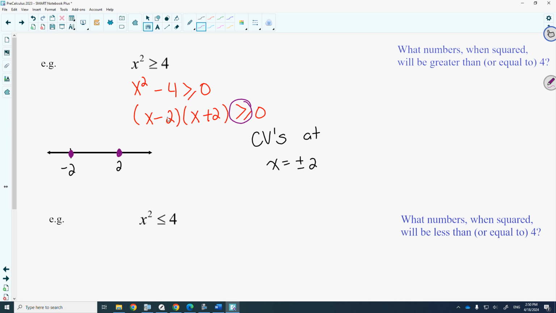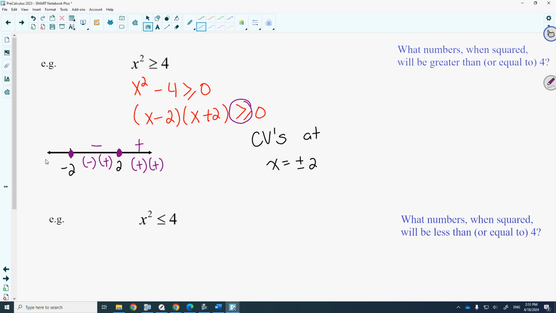If I put 3 into this first factor, 3 minus 2 will give me a positive number. 3 plus 2 will give me a positive number. Positive times a positive is a positive. That will be greater than 0. Negative 2 to 2, I always like picking 0 whenever I can. So put 0 in this first factor, and you're going to get a negative number. Put 0 here. 0 plus 2 is 2. You're going to get a positive number. I must have made a mistake. This will give me a negative number, and this will give me a positive number. This will be a negative region.